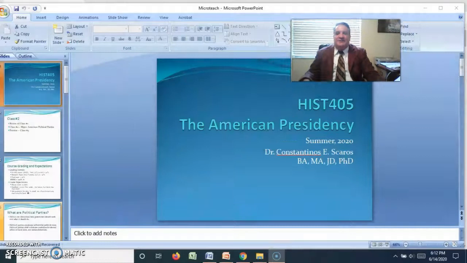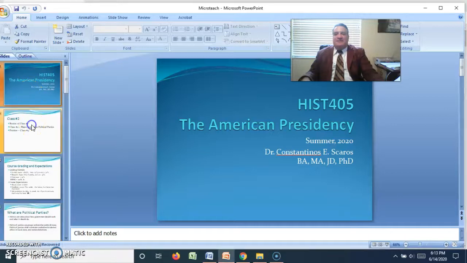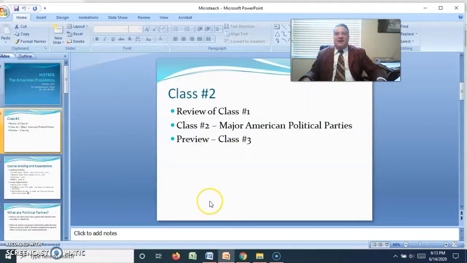For now, let us focus on today's lesson here in the American presidency. It is class number 2, and we're going to do 3 things. We are going to have a review of class number 1, last class. We're going to talk about today's theme, which is major American political parties. And we are going to do a little sneak preview as to what's coming next week for class number 3.